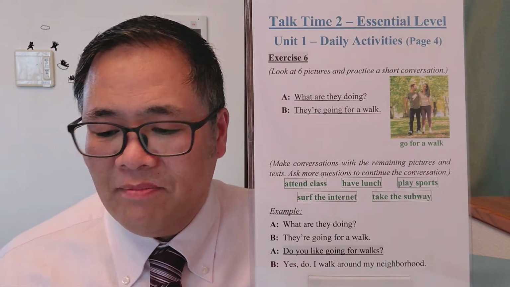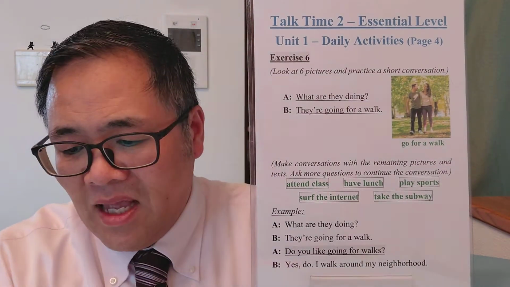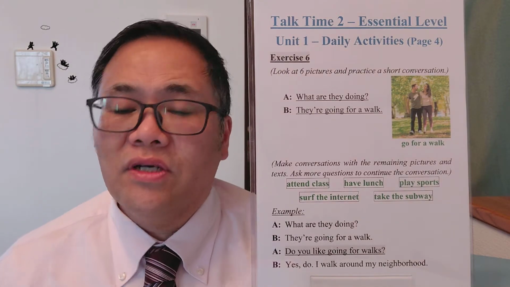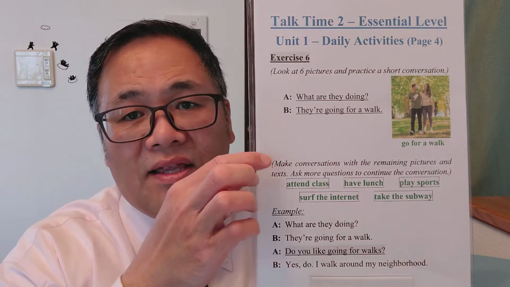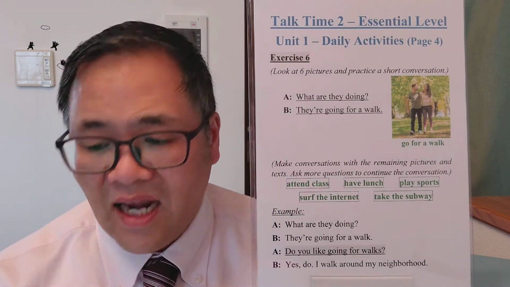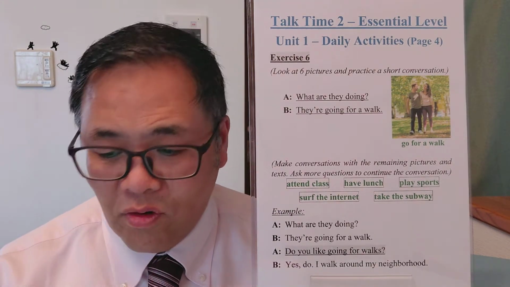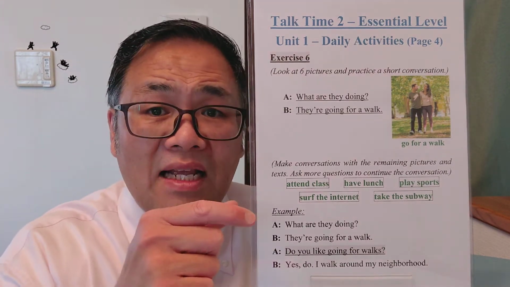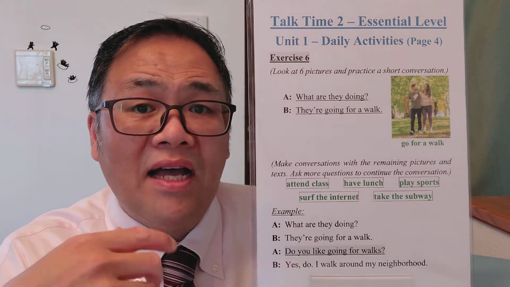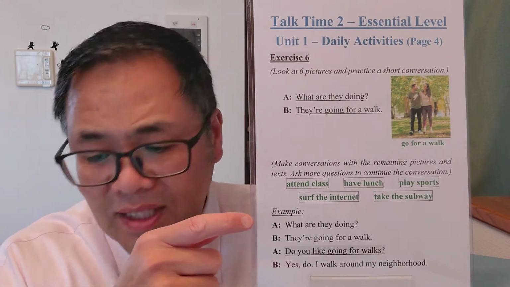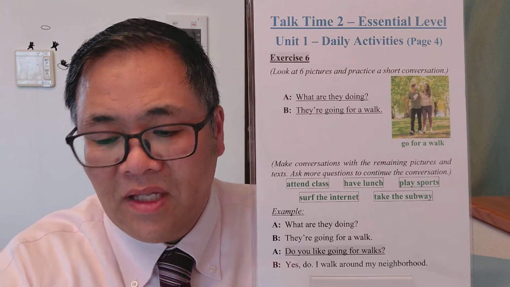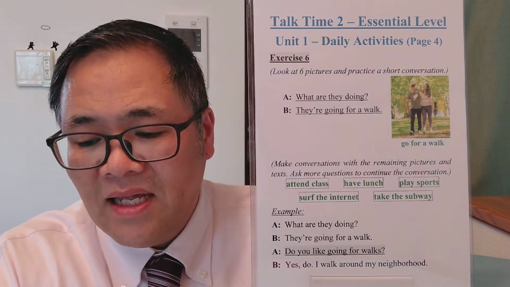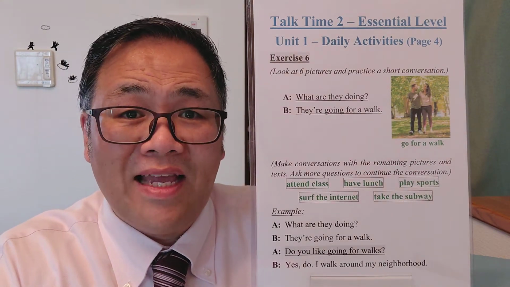Let me give you an example from the second part here. Make conversations with remaining pictures and text. Ask more questions to continue the conversation. As you can see, the other text at the bottom is: attend class, have lunch, play sports, surf the internet, and take the subway. An example of a conversation with extra questions: what are they doing? They are going for a walk. Extra question: do you like going for walks? And the reply: yes, I do. I walk around my neighborhood.